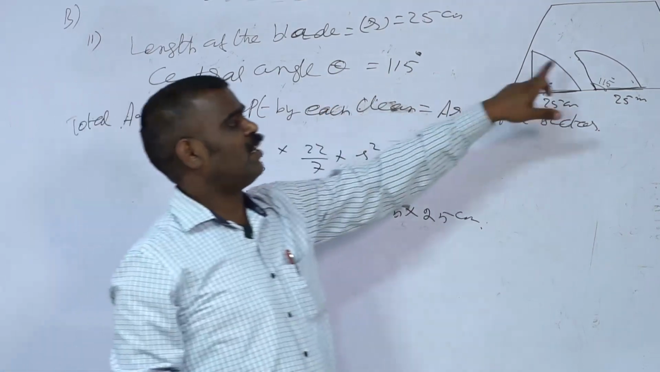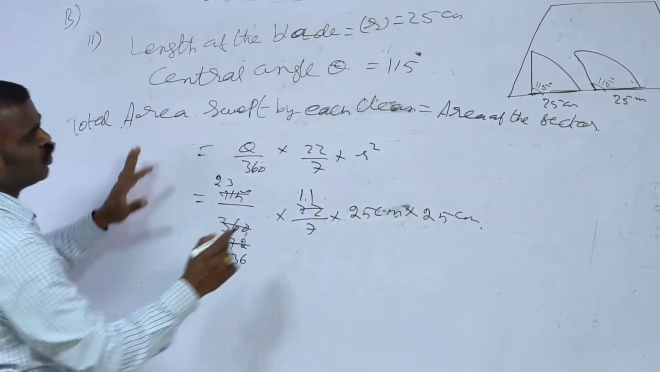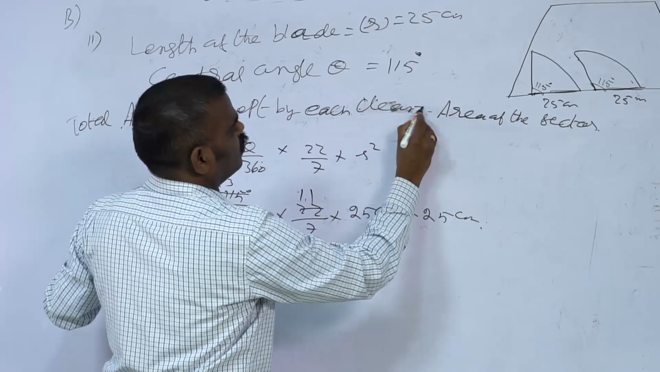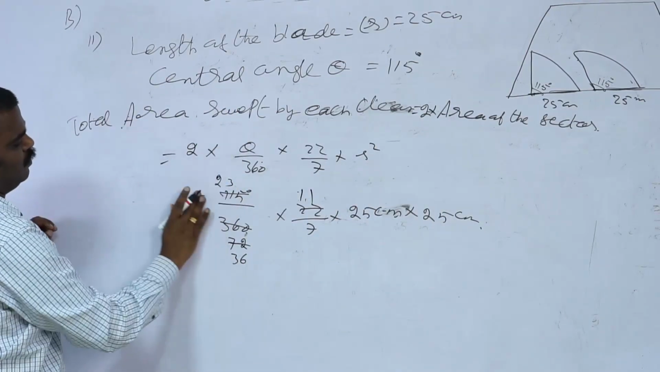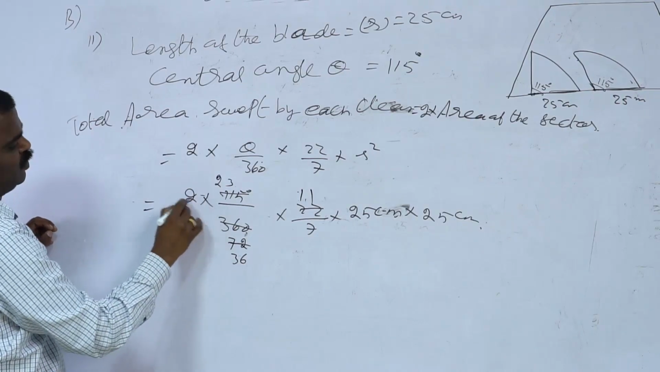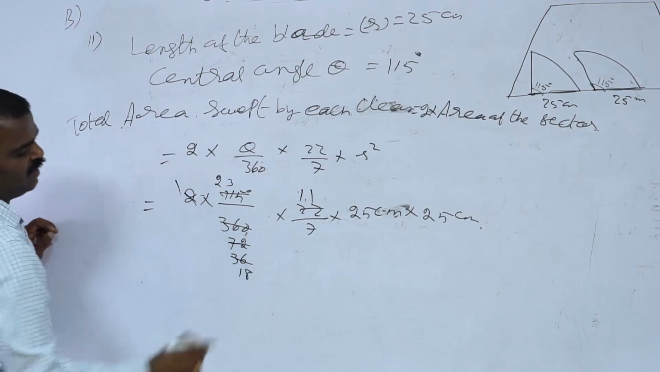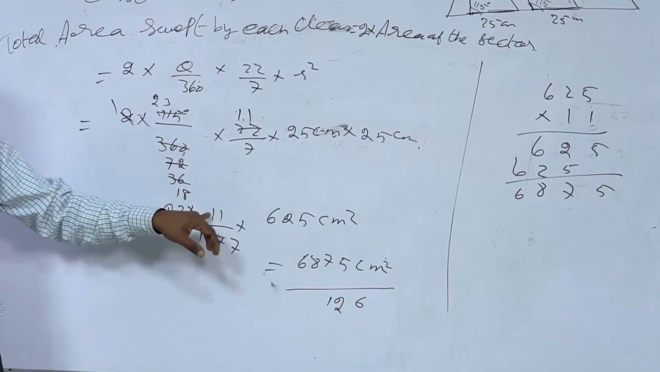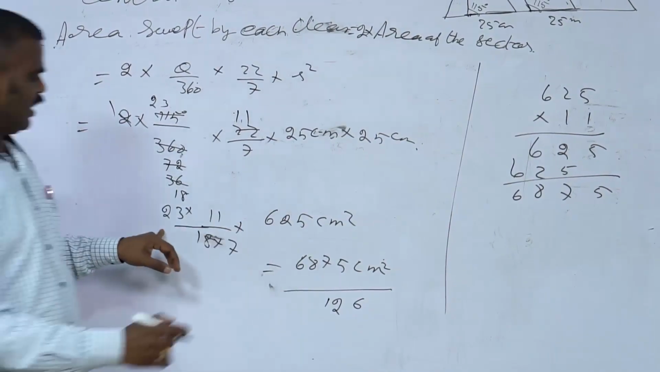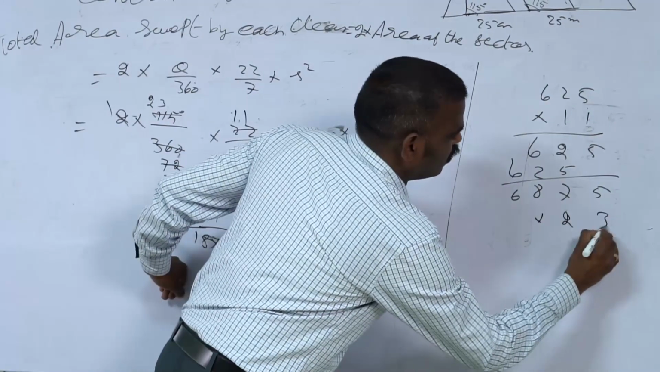But how many wipers are there altogether? There are 2 wipers, right? So 2 into 1 to 2, how many times? 18 times. So, okay children, 23 into 11 into this much. Now again we have to multiply with what? 23.